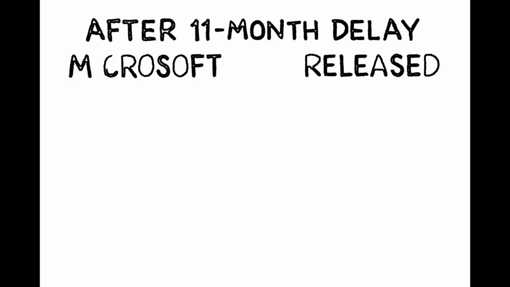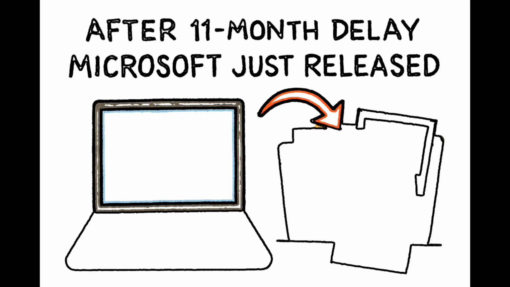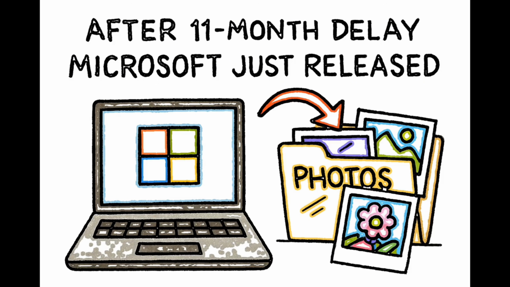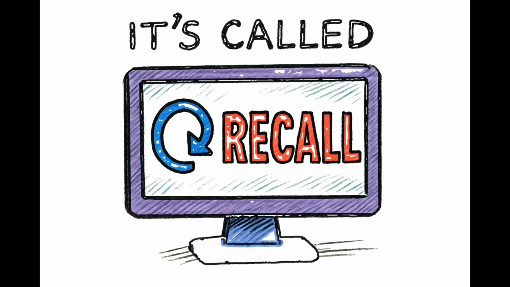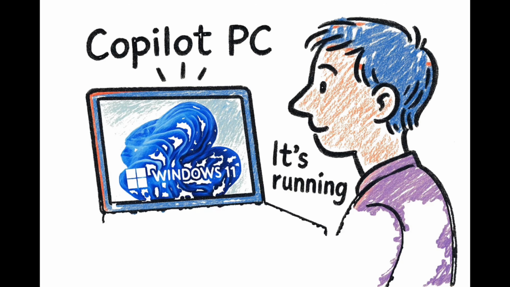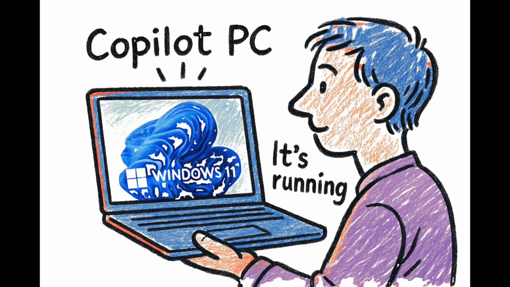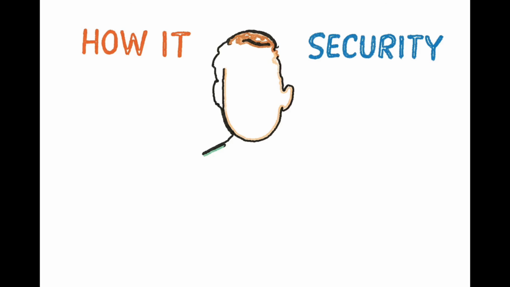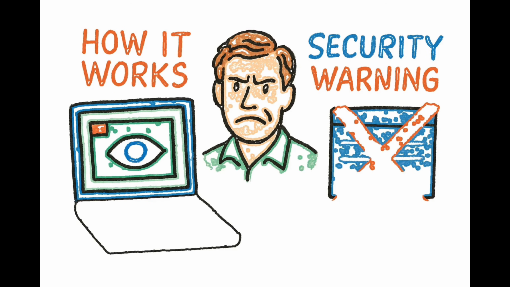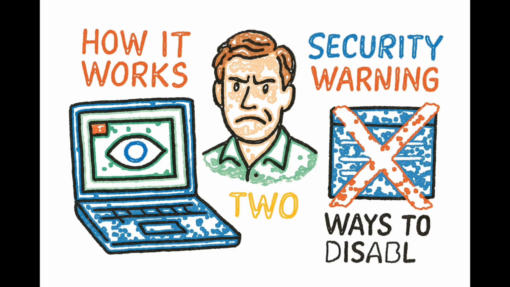But after an 11-month delay and universal condemnation from security researchers, Microsoft just released exactly that feature. It's called Recall. And if you own a Copilot Plus PC or update to the latest Windows 11, it might already be running. Here's how it works, why security experts are still warning against it, and the 2 ways to disable it before it captures something you can't take back.